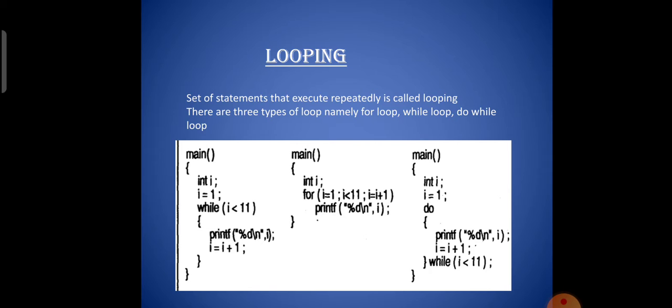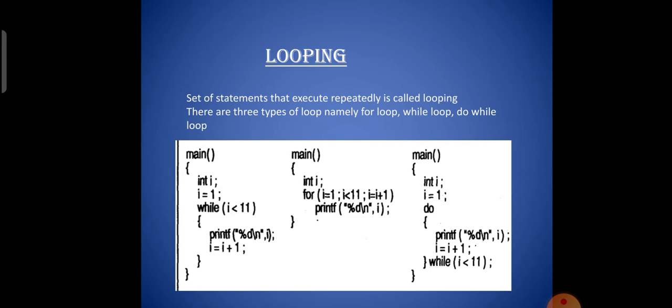In for loop, there is only one line of syntax, that is initialization, condition and increment or decrement part. Whereas in while loop, the initialization part is given first, after that the condition is given, and inside the loop the increment or decrement operation is performed. That set of statements executes until the condition is true. If the condition is false, it will come out of the loop.